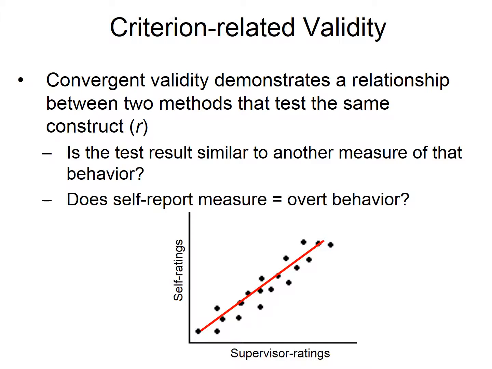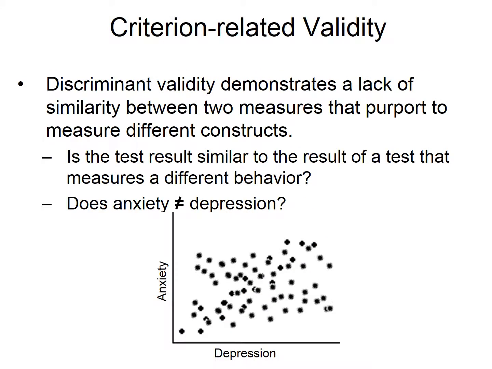Again, we find a strong relationship. We have further evidence of the idea that this is a valid measure. The final way we can make an argument for criterion-related validity is actually to make an argument that our measure is not related to things it shouldn't be related to. And this is referred to as discriminant validity.